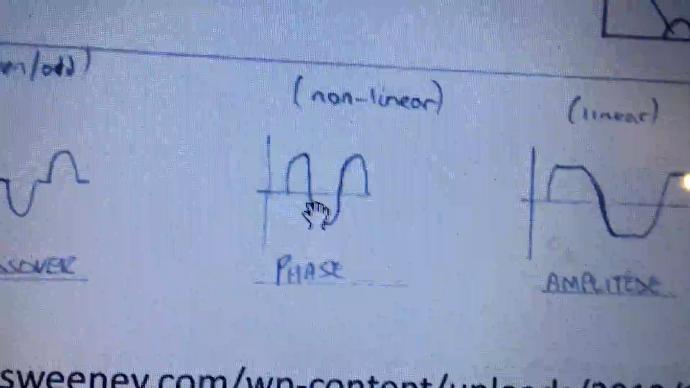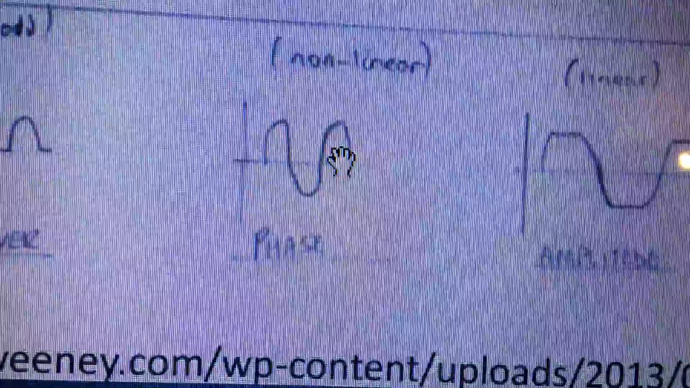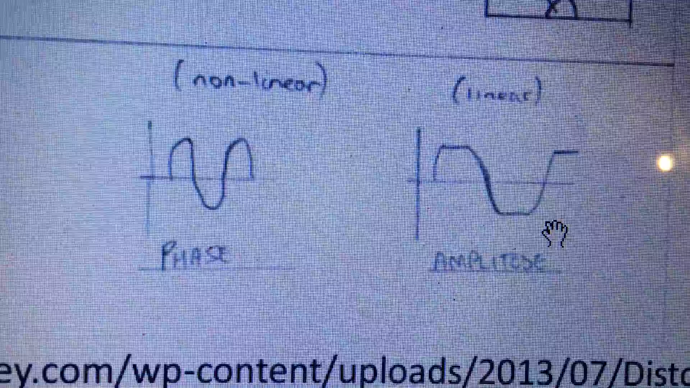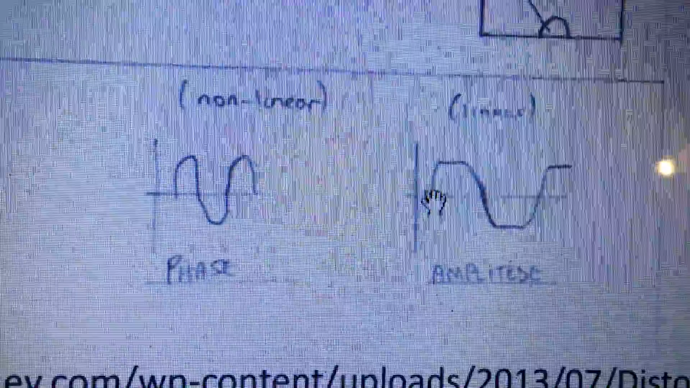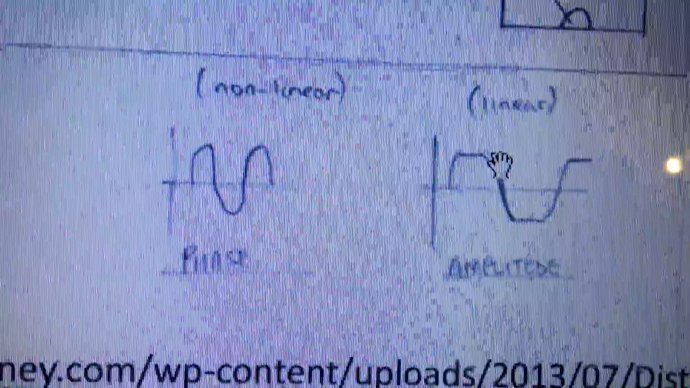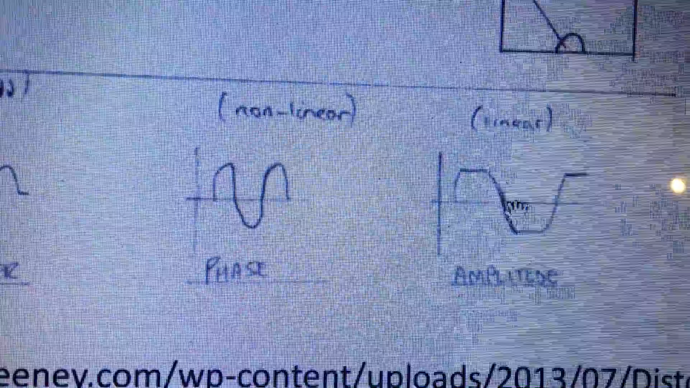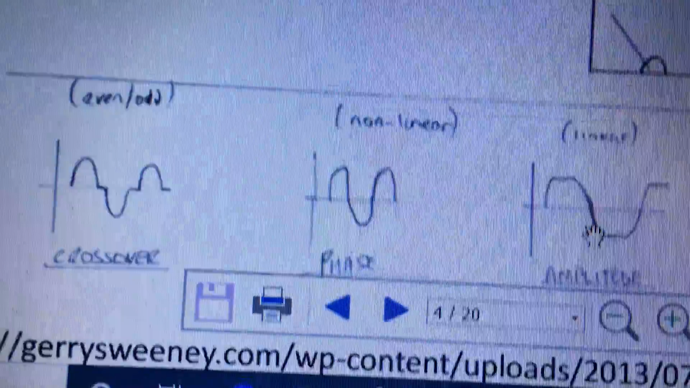Now the second type of distortion is called phase distortion. The phase is a little bit non-linear over here, so that is why this kind of distortion is phase distortion. The third type of distortion is amplitude distortion. Wherever the signal tries to cross a certain amplitude level, it is clipped, right? And this kind of distortion is called amplitude distortion. The amplitude is limited in such cases. So there is crossover distortion, there is phase distortion, and there is amplitude distortion.